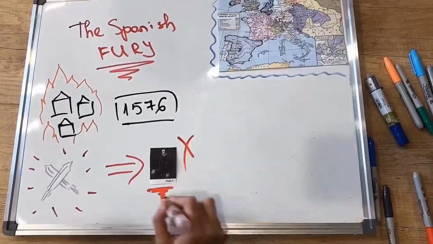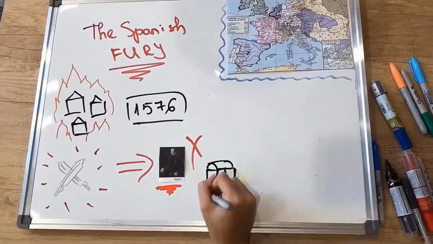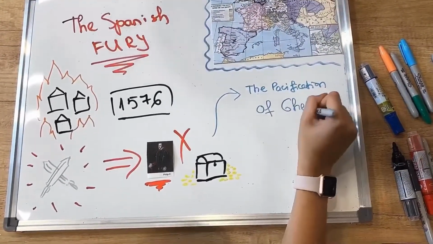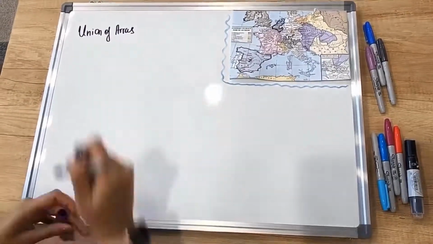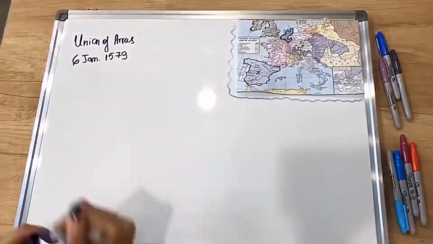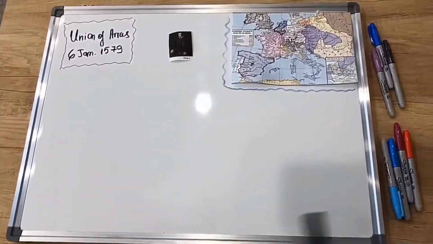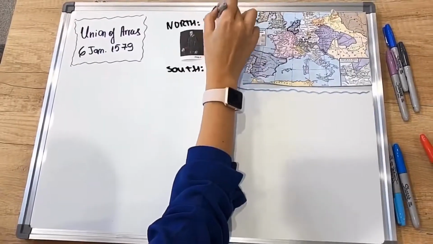In order to achieve a settlement in 1576, the Spanish government conceded local autonomy and taxation, and the provinces united against Spain. This was the Pacification of Ghent. Results of the Spanish Fury. The Union of Arras was an accord signed on 6 January 1579 in Arras, under which the southern states of the Netherlands expressed their loyalty to the Spanish King Philip II and recognized his governor-general.